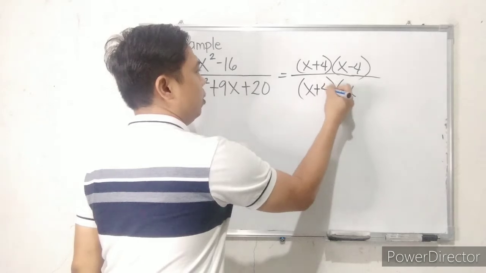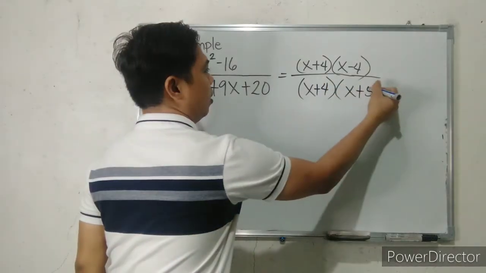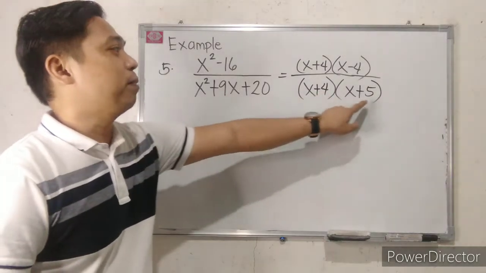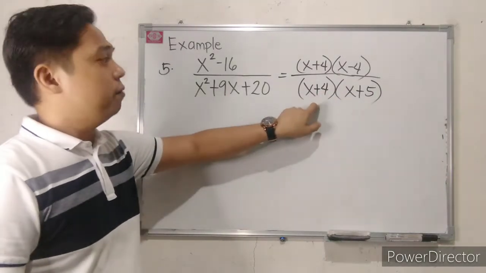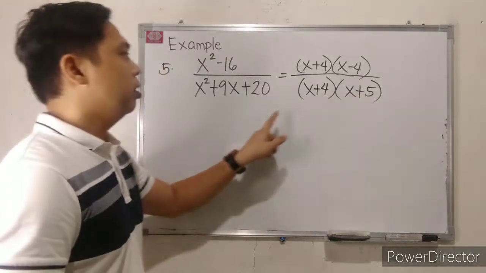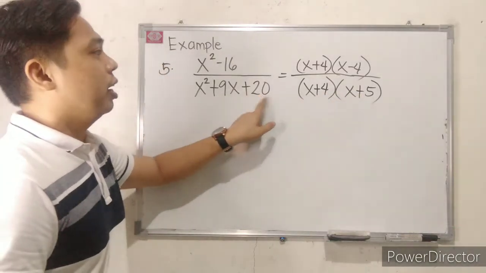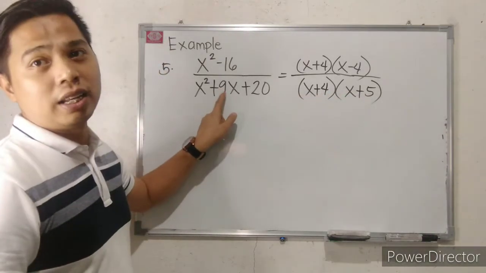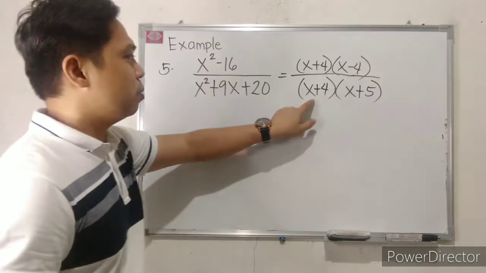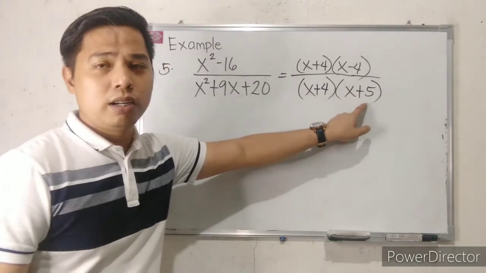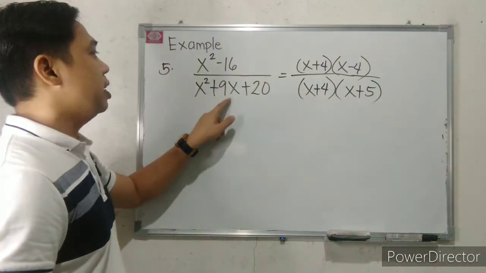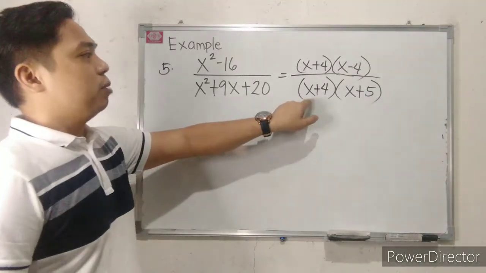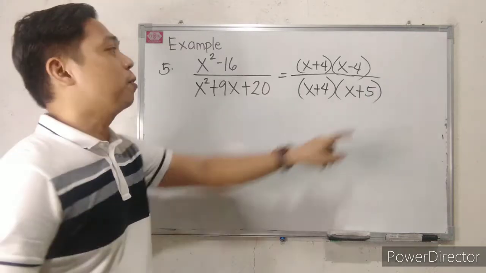So, we have 4 and 5. So, tama ba? We have 4 and 5. Bakit? Kasi, when we have the product of 4 and 5, we will get 20. And when we get the sum of 4 and 5, we have 9. So, tama. So, x plus 4 times x plus 5 is equal to x squared plus 9x plus 20. Therefore, ang factor nito ay x plus 4 times x plus 5.